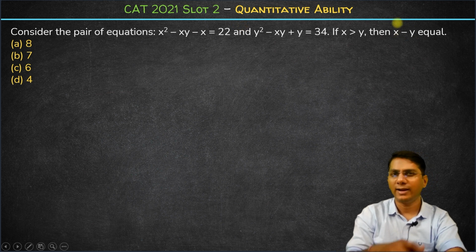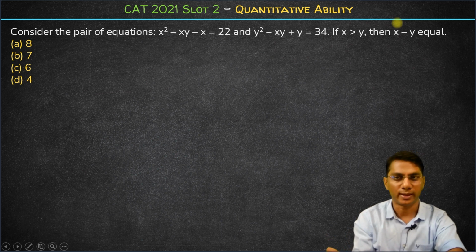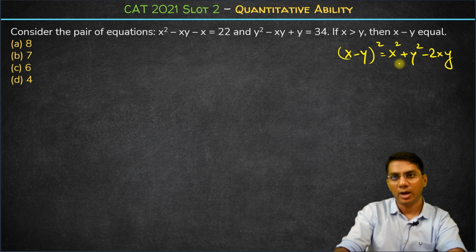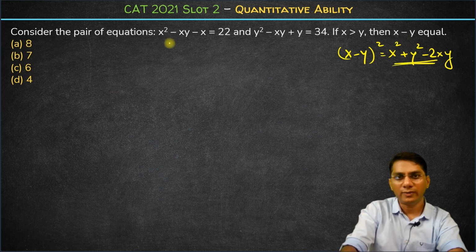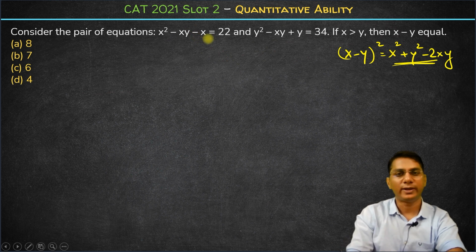So probably we can generate something like x minus y whole square. What is the value of x minus y whole square? It will be x square plus y square minus 2xy. How can you generate this term? Obviously you can generate this by simply adding both of them, right? So that's where we start.